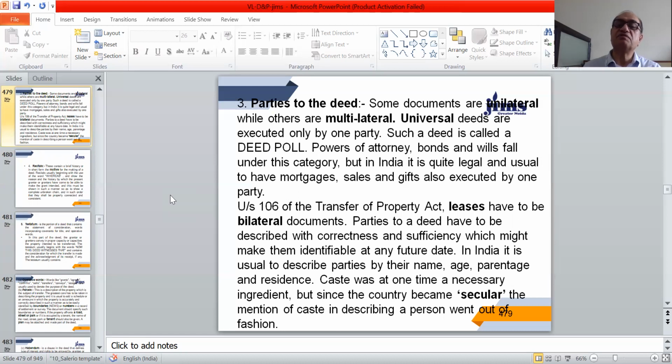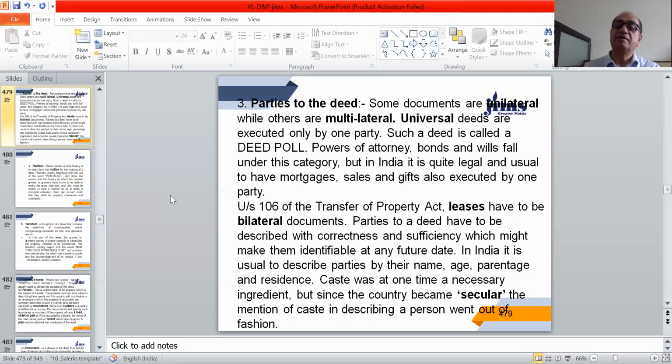So dear students, unilateral deeds are executed only by one party, and such a deed is also known as a deed poll, like power of attorney, bond, bail bond, will or wasiyyat. They fall in this category because they are drafted unilaterally by one party. If I am giving power of attorney in your favor, only I am to sign it. If I am giving a surety bond, only I am to sign it. If I am writing a wasiyyat, only I am to sign it.